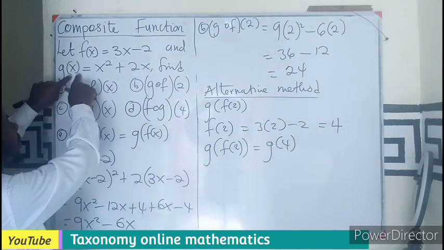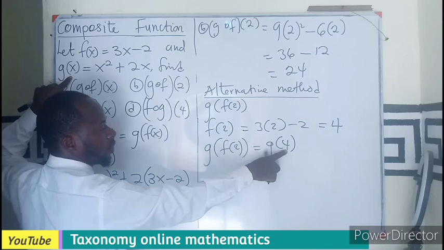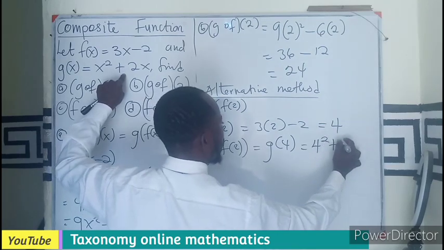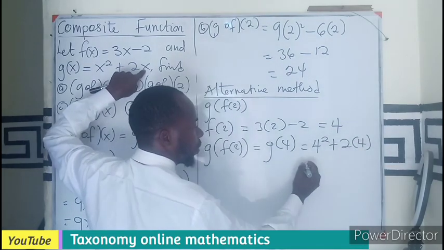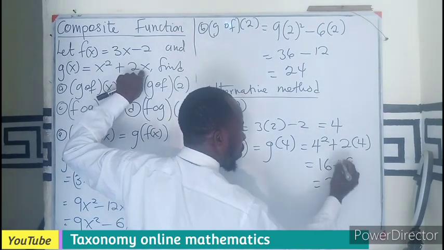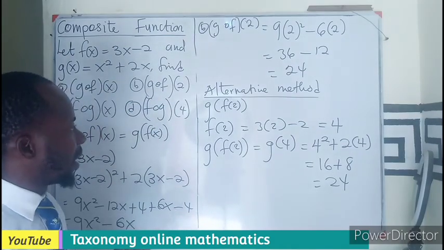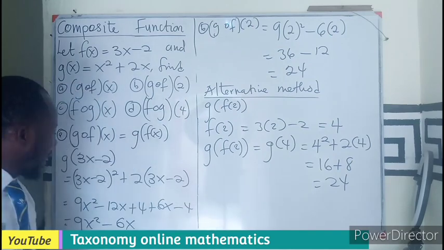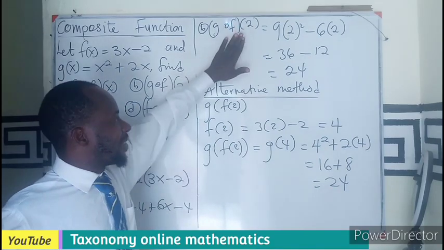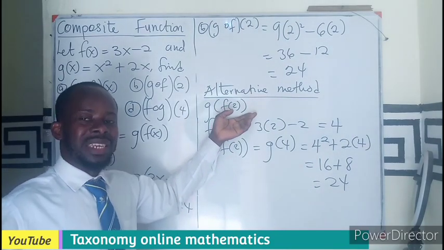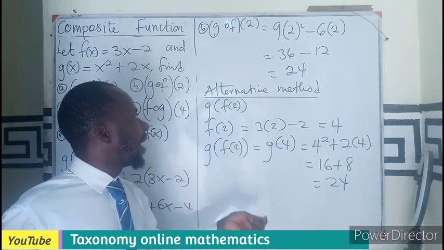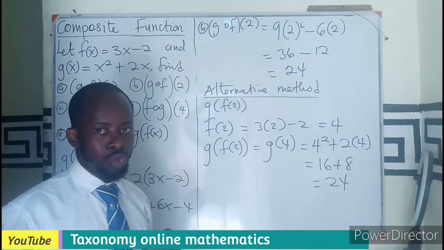And in this place, whenever I see x, I put 4. Therefore, this is going to be 4 squared plus 2 times 4. And 4 squared is 16. This will give us 8, and that will also be 24. So either sometimes the question begins with this and ends with this, or it begins with this and ends with this. So you can use the direct substitution, or find f of 2 first, which is the first function, followed by g of the answer of f of 2.